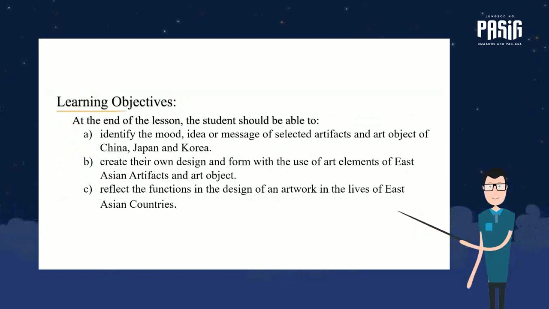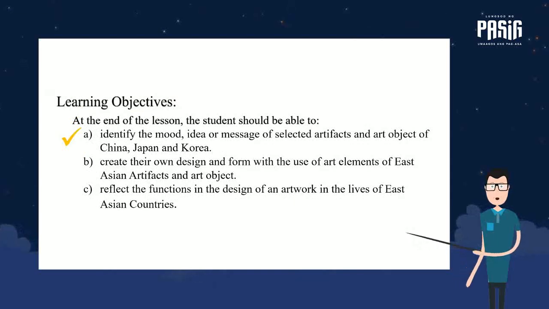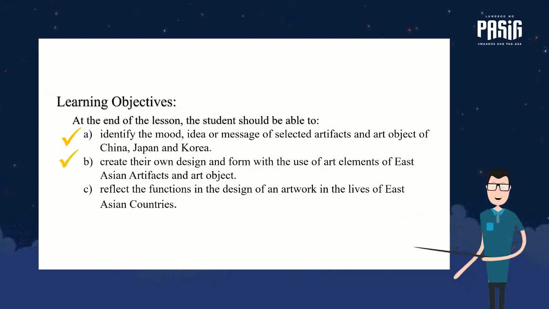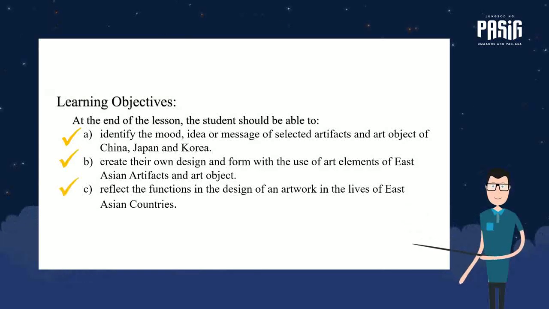Here's our learning objectives. At the end of the lesson, the student should be able to identify the mood, idea, or message of selected artifacts and art objects of China, Japan, and Korea. Create their own design and form by the use of art elements of East Asian artifacts and art objects, and reflect the functions in design of an artwork in the lives of East Asian countries.